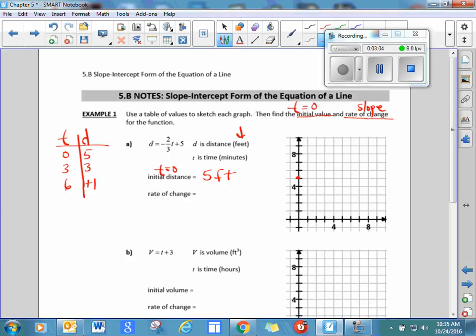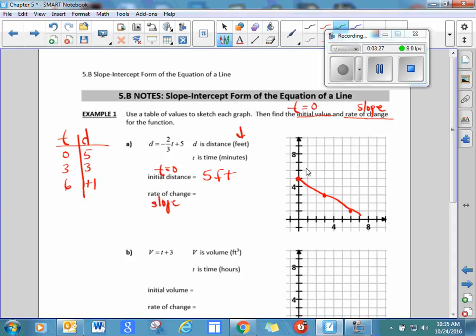0, 5, right there. 3, 3, 1, 2, 3, and 6, 1, 4, 5, 6. So if I had a straight edge, I could draw a straight line through these, and I'd be satisfying myself that my points are correct. And now I want to look at the slope, the rate of change. And we're going to do it just visually from the graph.